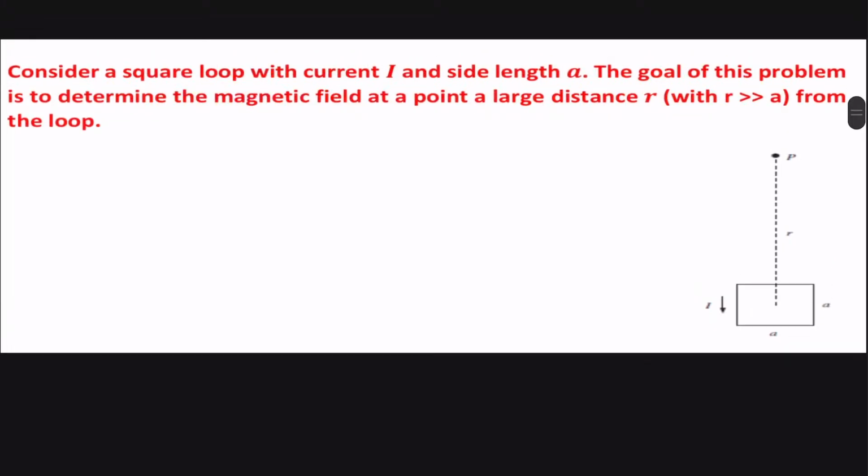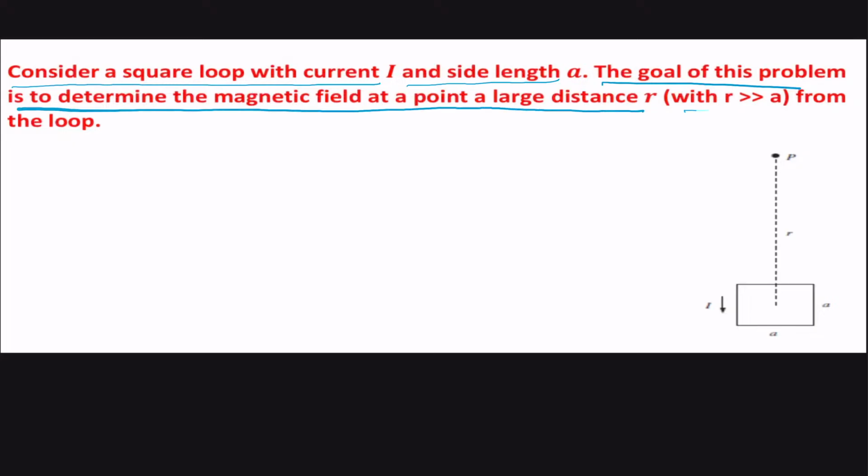Okay, so it states that consider a square loop with a current I. The side length is a. The goal of this problem is to determine the magnetic field at a point at a large distance r, with r much larger than a, from the loop. And this problem is quite an interesting one.